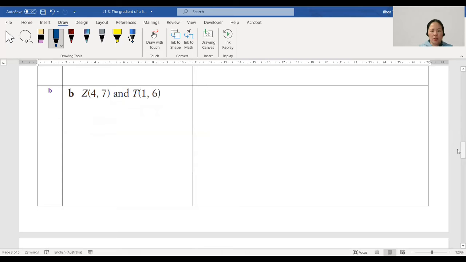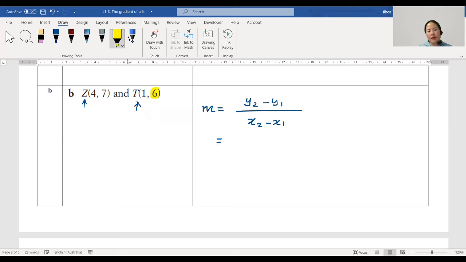Part B. So I'm going to go straight into this. Gradient m equals rise over run, which is y2 minus y1 over x2 minus x1. Where's my y2, guys? Because that's my first point, Z. That's my second point, T. And my y2 is this one, okay? And my y1 is this one. So I will go 6 minus 7. And then my x2 is this, and x1 is this one. So I will go 1 minus 4.